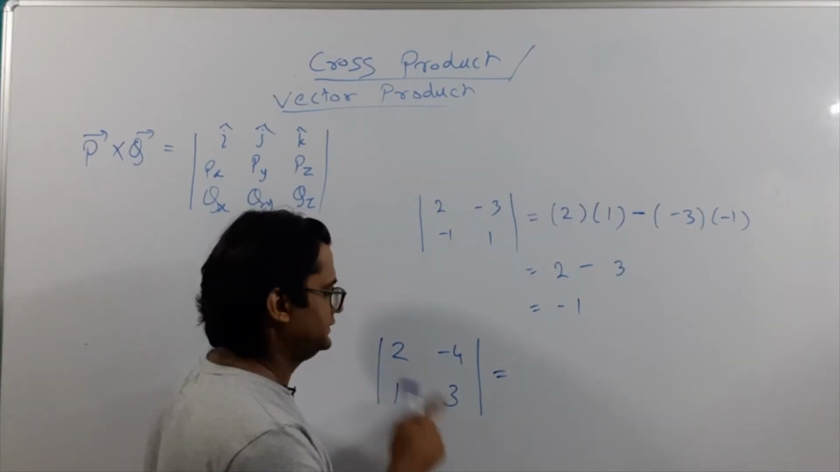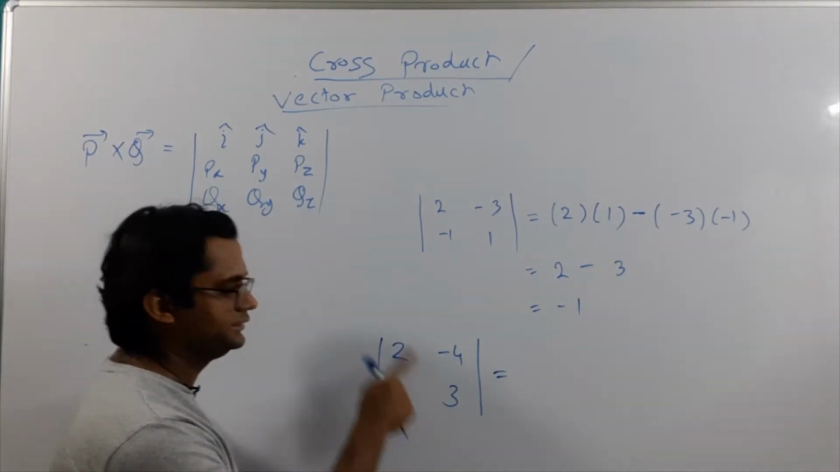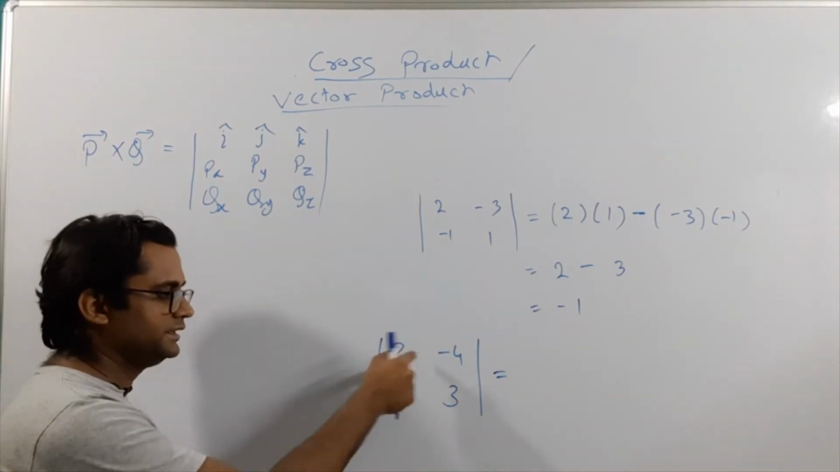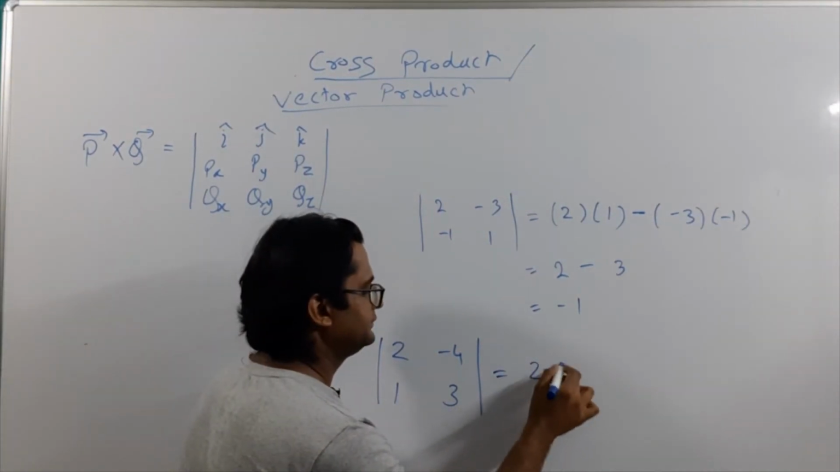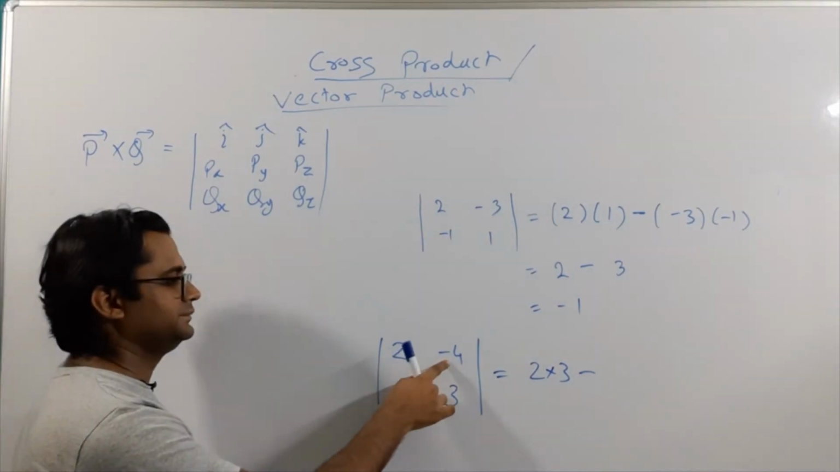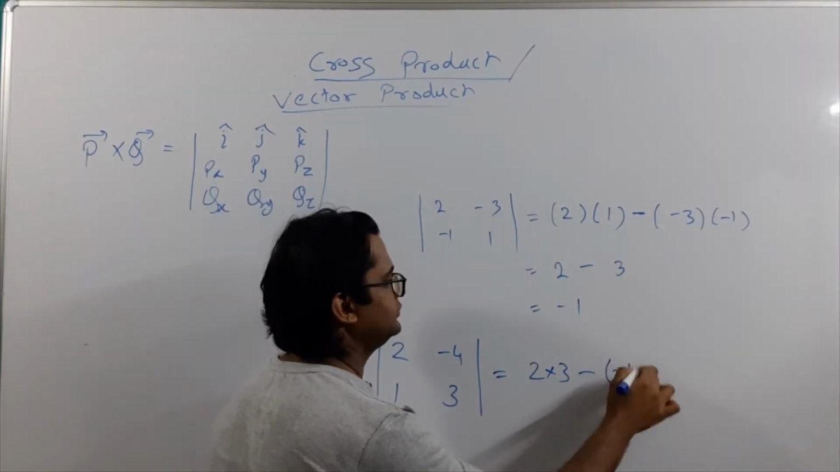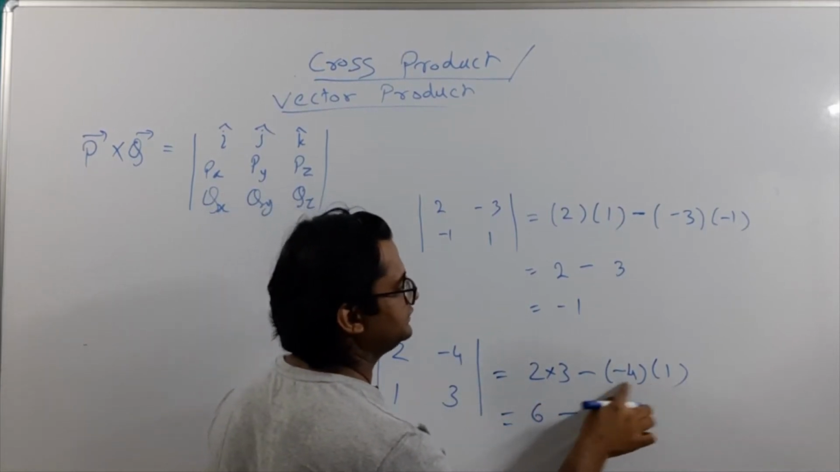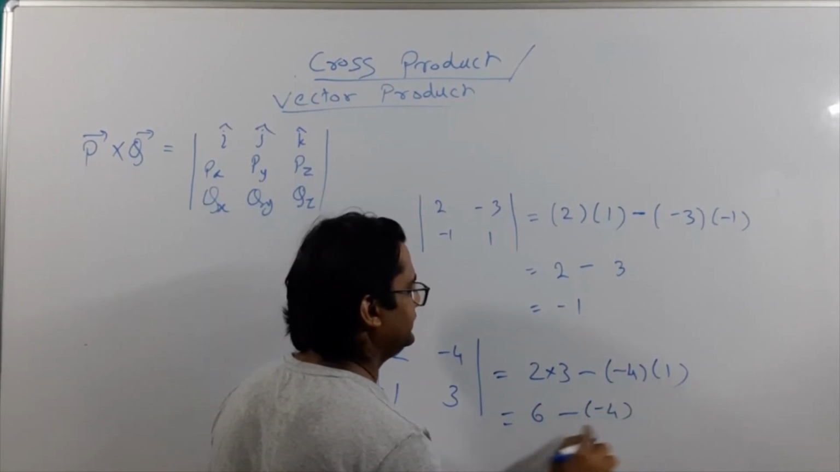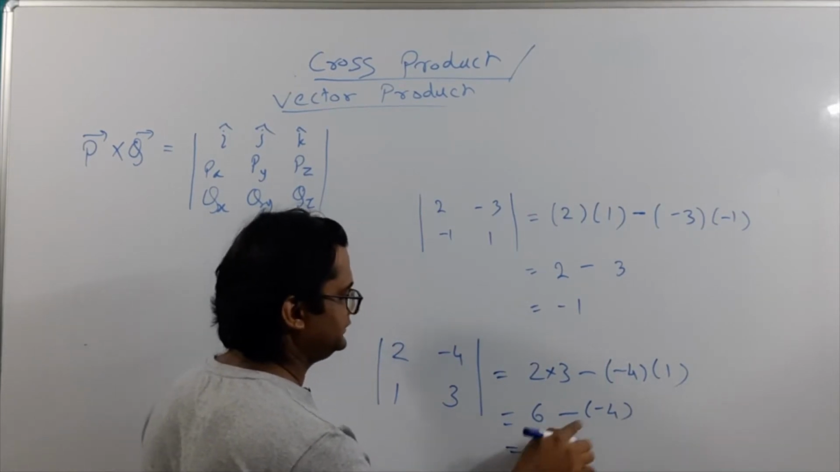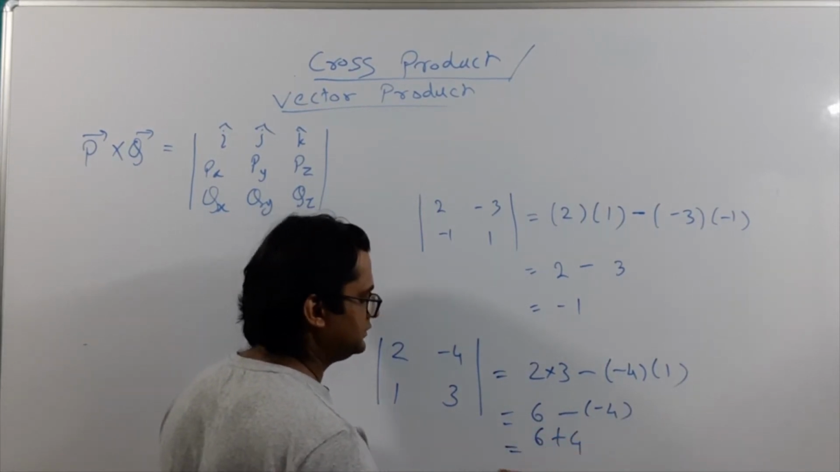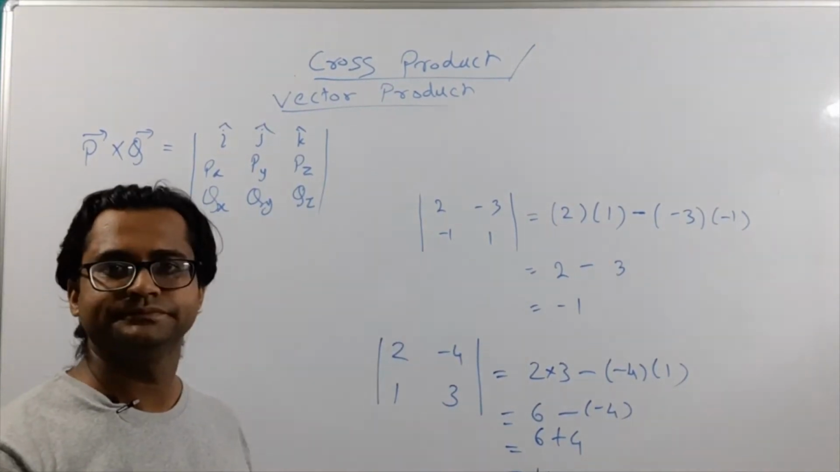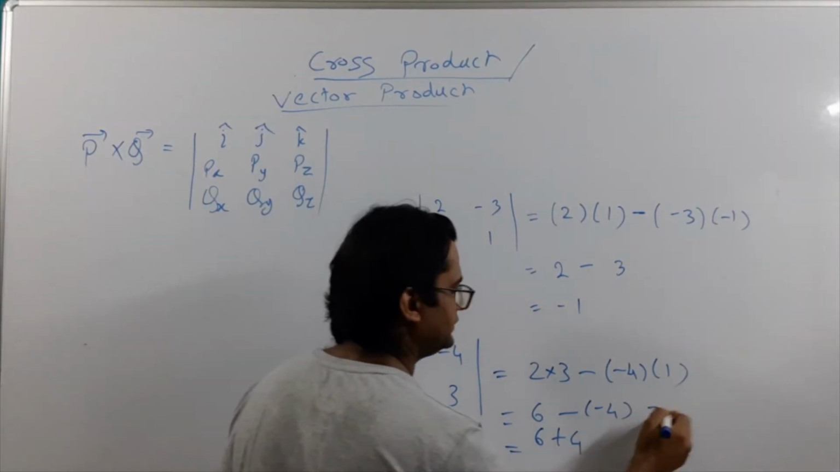Okay, now let us check your answers. 2 into 3, what is our sequence? How to solve this determinant? Cross multiply this and then cross multiply this. So this will be 2 into 3 minus, cross multiply this, 4 into 1. So 2 3s are 6, minus this will be minus 4, and minus of minus 4 will be plus 4. So this will be 6 plus 4, which comes out to be 10. So our answer here is 10.